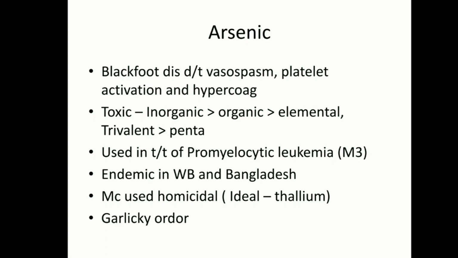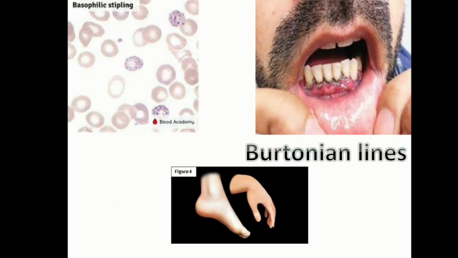This arsenic is also used in the treatment of acute promyelocytic leukemia, M3 variety. As I mentioned, arsenic is endemic in West Bengal, Bangladesh, and it is the most commonly used homicidal drug, the ideal one being thallium. And arsenic poisoning leads to a garlicky odor.